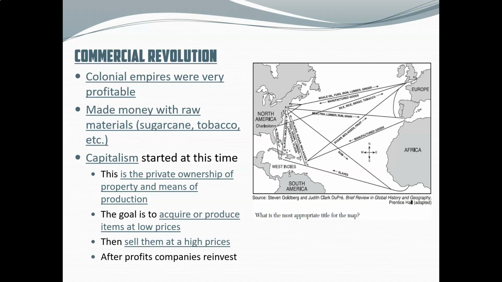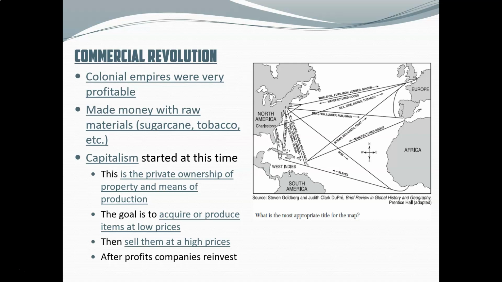And they made tons of money off of these raw materials that they could grow, and they're going to use the North American continent and the South American continent and the West Indies. They're going to use those areas to grow lots of raw materials and bring them back to the Old World, where they'll develop a manufactured good and then send it back to the New World to be sold, or to various parts of Europe and Africa and Asia.